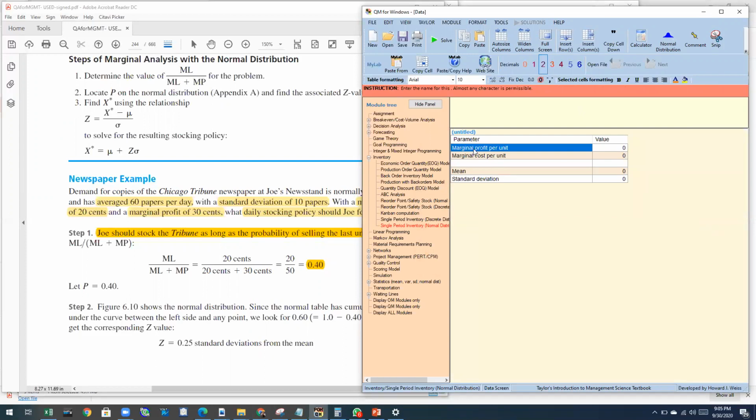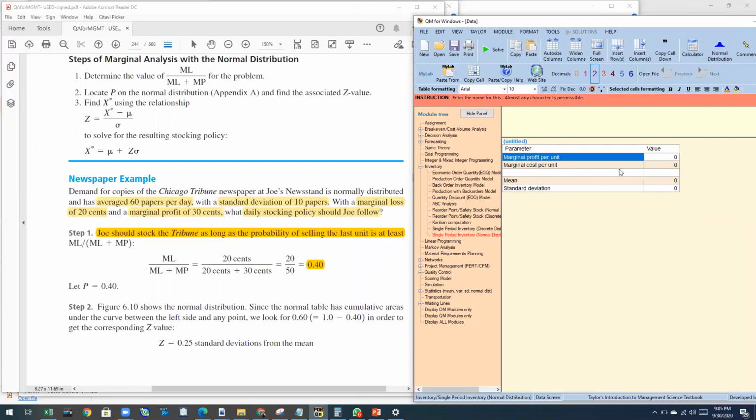The first question is, what is the marginal profit per unit? The marginal profit per unit here is 30 cents, 0.30. Marginal cost or loss here is 0.20. Okay, and the mean of newspaper sales is 60 per day with a standard deviation of 10 papers. Then based on that, we click solve.